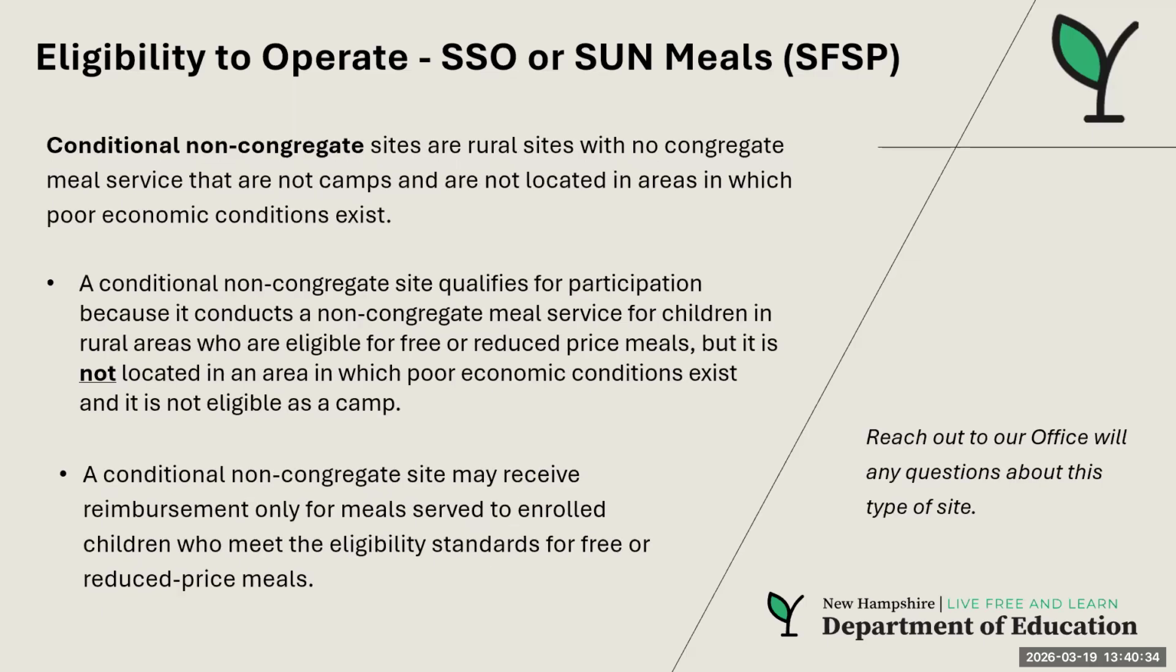So, conditional non-congregate. These are rural sites with no congregate meal service that are not camps and are not located in areas in which poor economic conditions exist. This type of site qualifies for participation because it conducts a non-congregate meal service for children in rural areas who are eligible for free or reduced price meals, but it's not located in an area in which poor economic conditions exist and it's not eligible as a camp. This site can be a little confusing, so if you have questions about this site, just reach out to our office and we can always check it out.